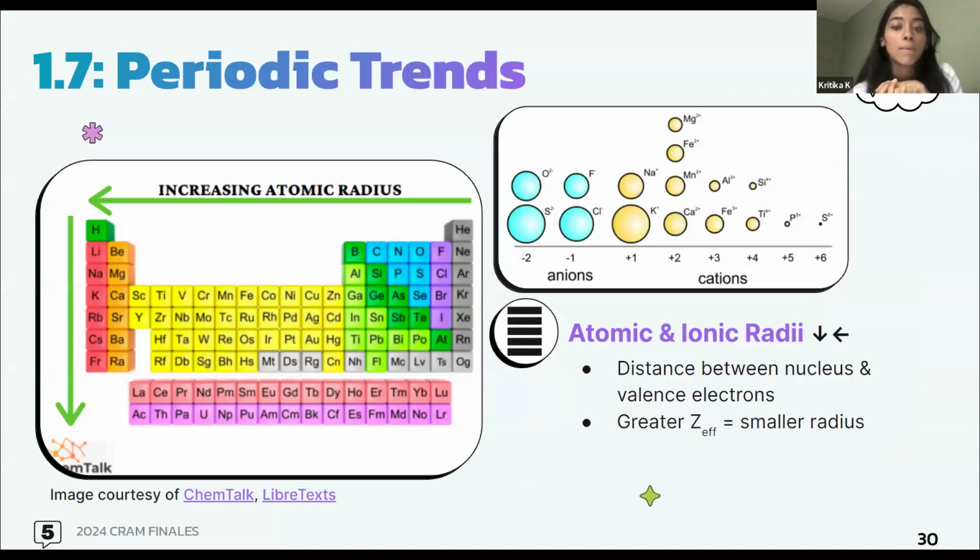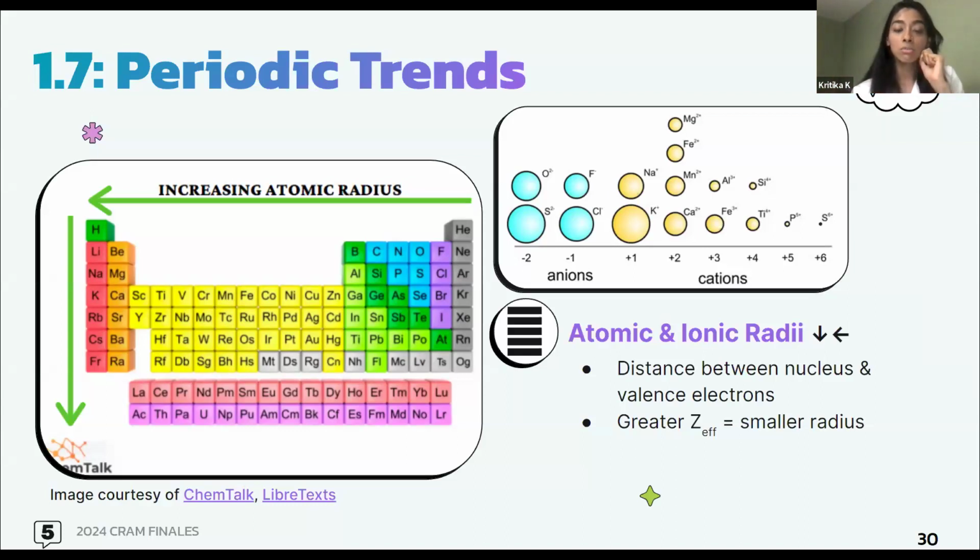Next, we have atomic and ionic radii. I know a lot of teachers on the AP test love to talk about this. The radius is the distance between the nucleus and the valence electrons. The greater the effective nuclear charge is, the smaller the radius, because once again, the nucleus is going to exert a stronger force on the electrons and bring them closer to it.